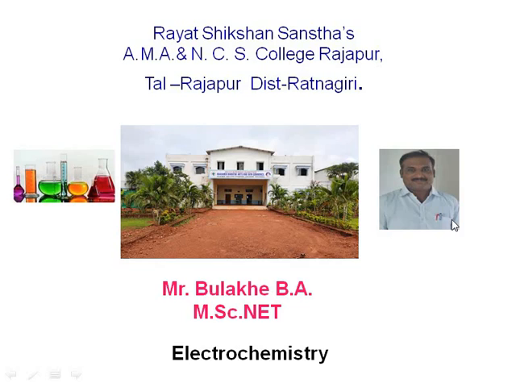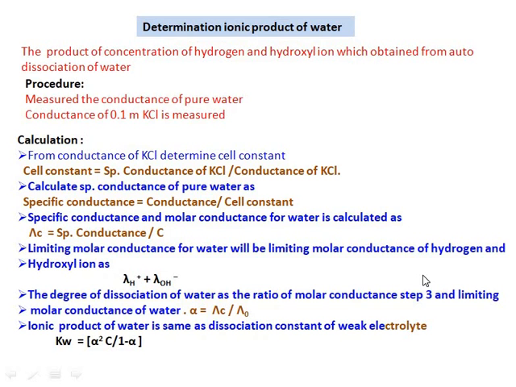We are going to learn electrochemistry. In the previous chapters we have discussed the determination of the ionic product of water. In the last lectures we also saw that the degree of dissociation and the dissociation constant can be calculated by using the conductance, specific conductance and cell constant. Similarly, now we will calculate the ionic product of water.